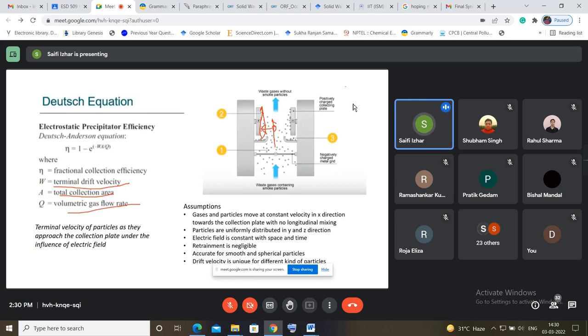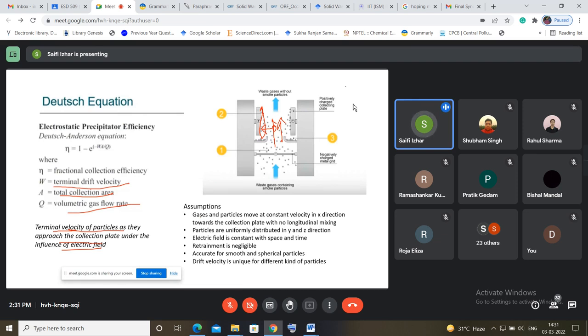So as I said, terminal velocity of particles as they approach the collection plate under the influence of electric field. This particular equation is developed based on multiple assumptions. Some of the assumptions are that gases and particles move at constant velocity in x direction. This is the initial x direction movement of gas in which particles are also flowing in. So gases and particles move at constant velocity in x direction towards the collection plate with no longitudinal mixing.